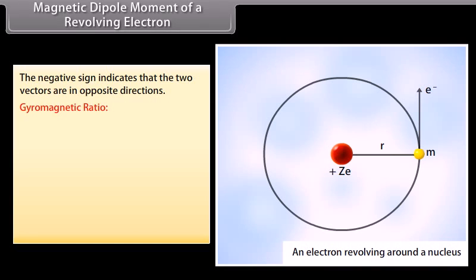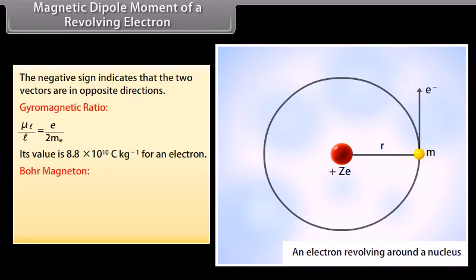Gyromagnetic ratio. Mu l upon L is equal to e upon 2me. Its value is 8.8 into 10 raised to the power 10 coulomb per kilogram for an electron. Bohr magneton. Mu B is equal to eh upon 4 pi me. Its value is a constant and equals 9.27 into 10 raised to the power minus 24 ampere meter squared.